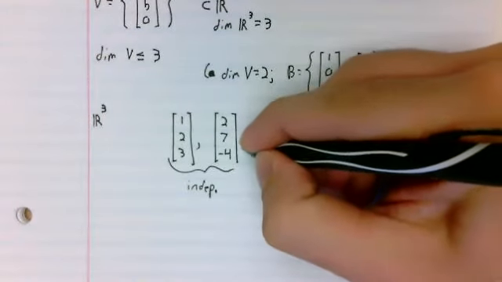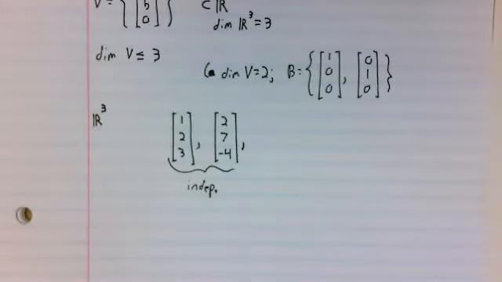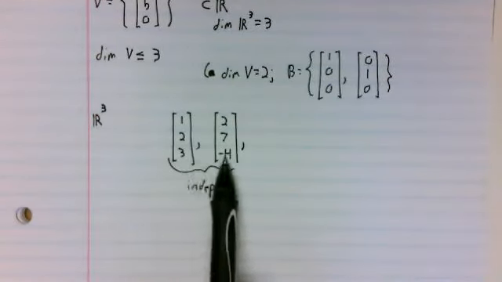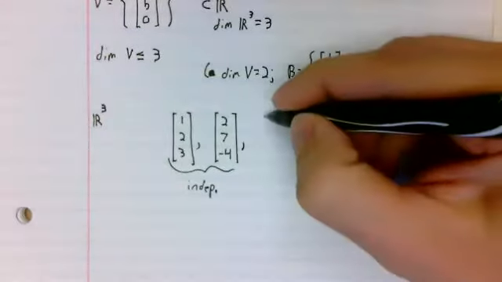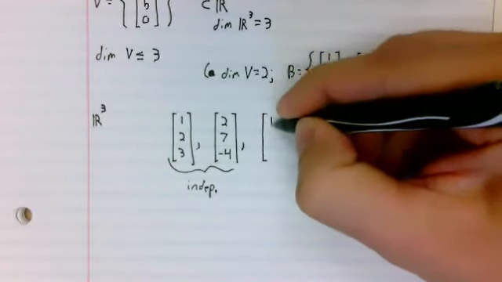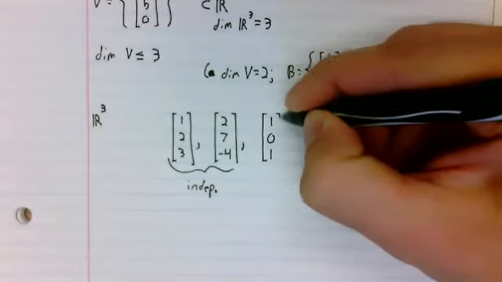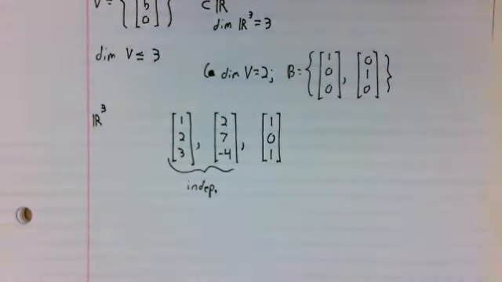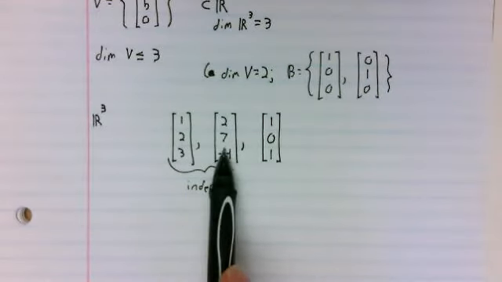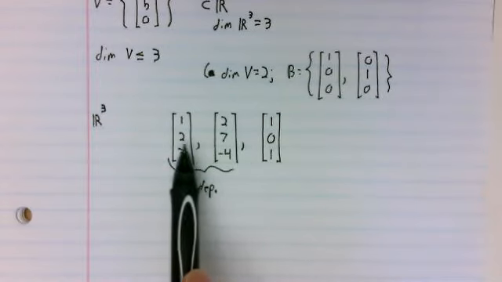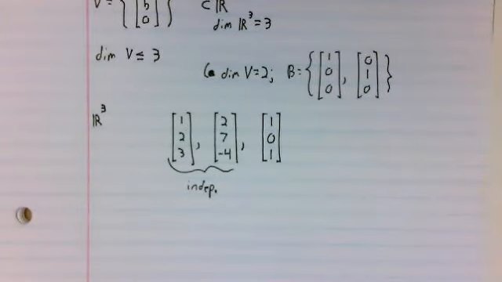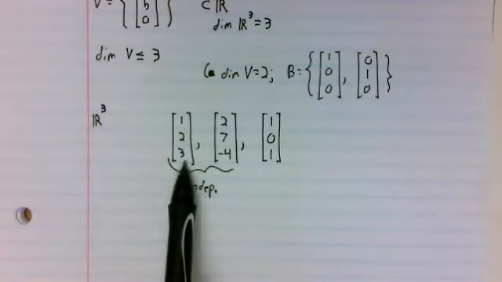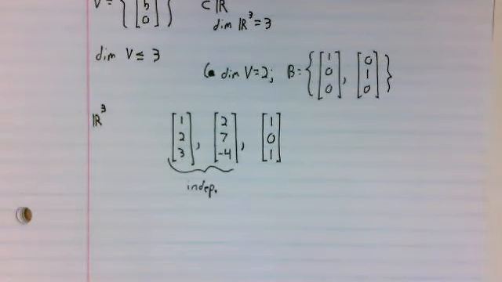In particular, we'll just find a vector in R3 that isn't in the span of these two. (1, 0, 1), I think, should do it. And now we have three linearly independent vectors. You can verify independence using Gauss-Jordan elimination. And this is a basis.